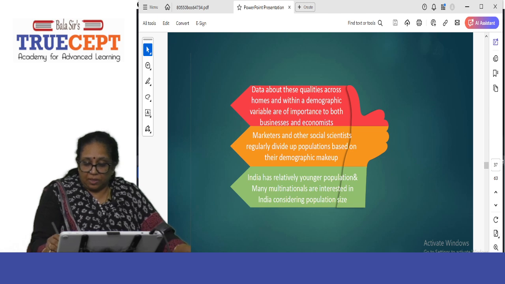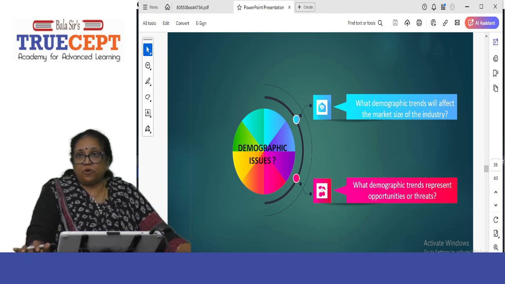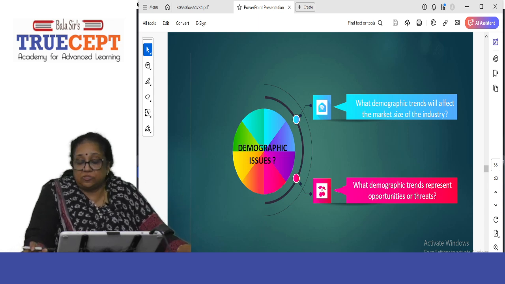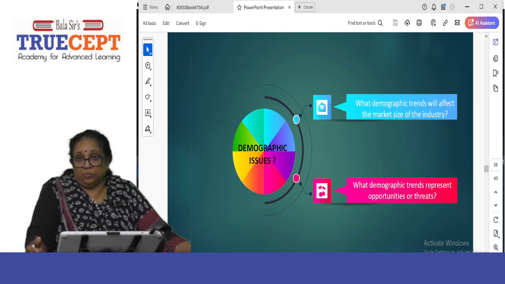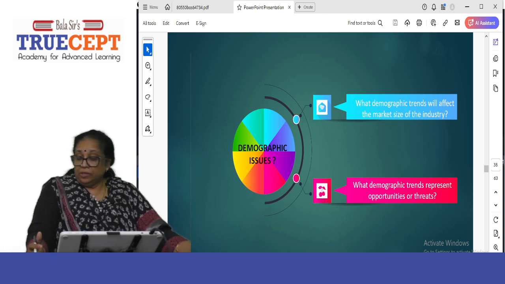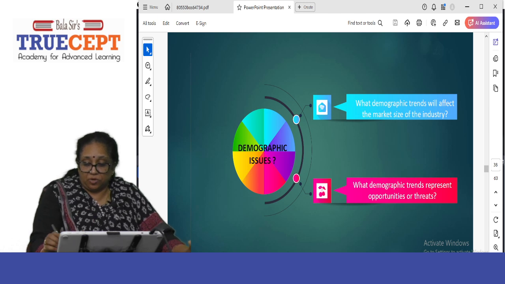So here you can leave this out. So demographic issues are, what are the demographic trends that will affect the market size of the industry? But Bengaluru also has enough consumers. That also is important, right? So what demographic trends represent opportunities or threats? These are the demographic issues for you.